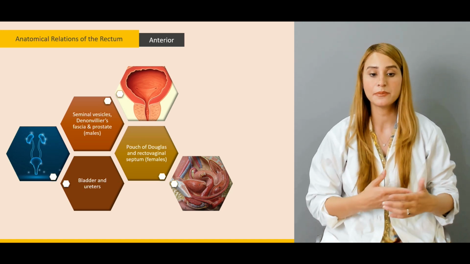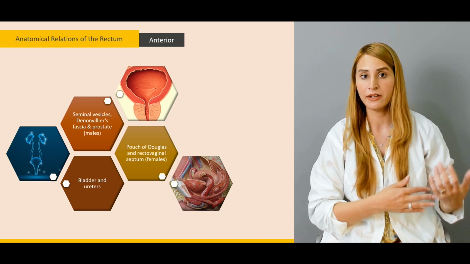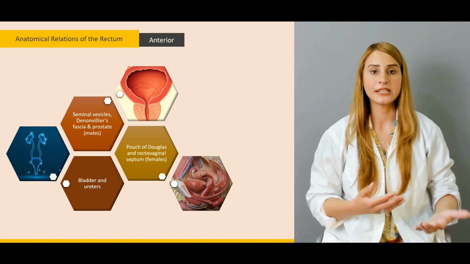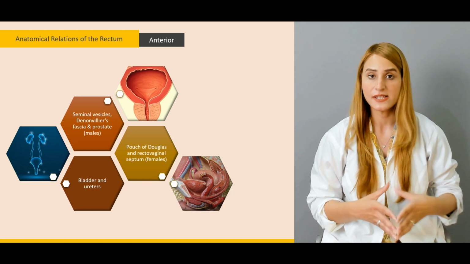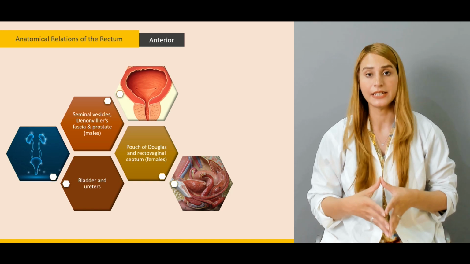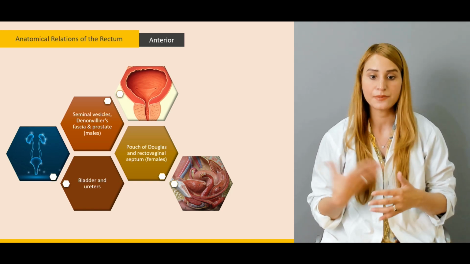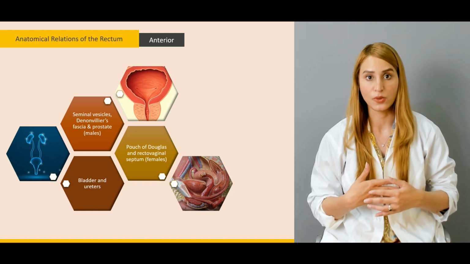If we talk about the bladder and uterus, they are common to male and female both, but in case of males, the seminal vesicle, Denonvilliers' fascia, and prostate are located anteriorly. And in case of females, we have the pouch of Douglas and the rectovaginal septum as well.